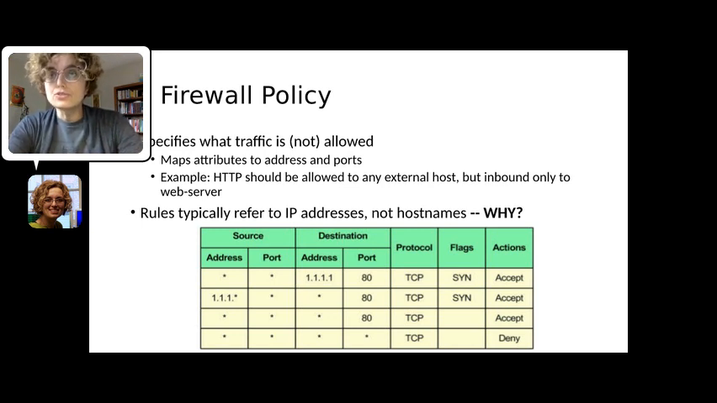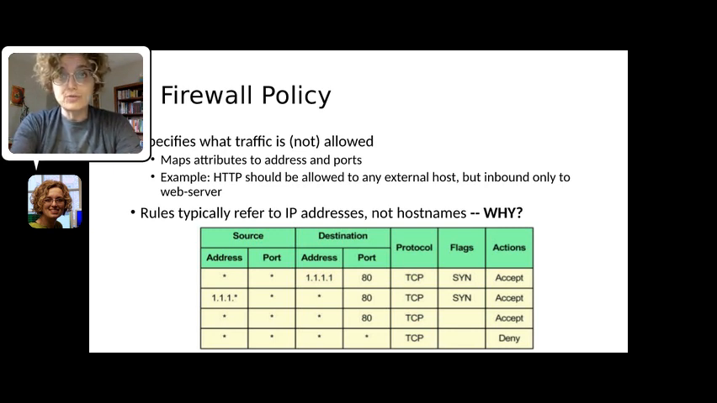The rules are very specific. As you can see, they're specified by IP, source destination, and port source destination, protocols, flags, and what you should do: accept, deny, or redirect. And there can be wildcards for the ports or the IP addresses or parts of the IP addresses. And the rules are executed in a top-down manner.